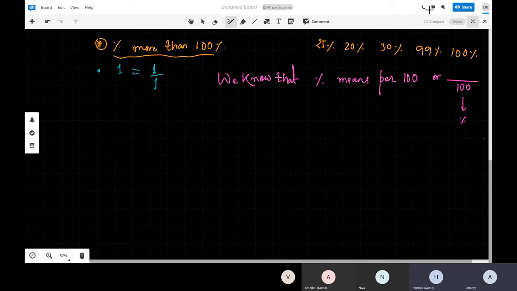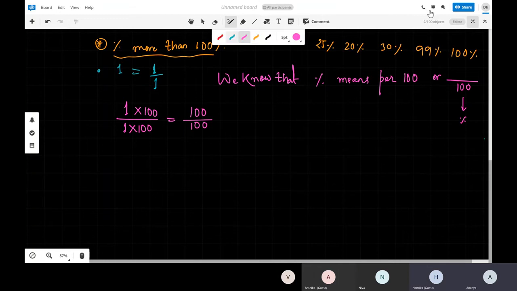What we know is if we multiply something in the denominator, we have to do the same thing to the numerator as well. So we multiply both the numerator and the denominator by 100. So what have we got? 100 over 100, right? That is 100 per 100, isn't it? Now we have got the per 100 form, and per 100 means percentage. So this is equal to 100%. Got it? Yes.